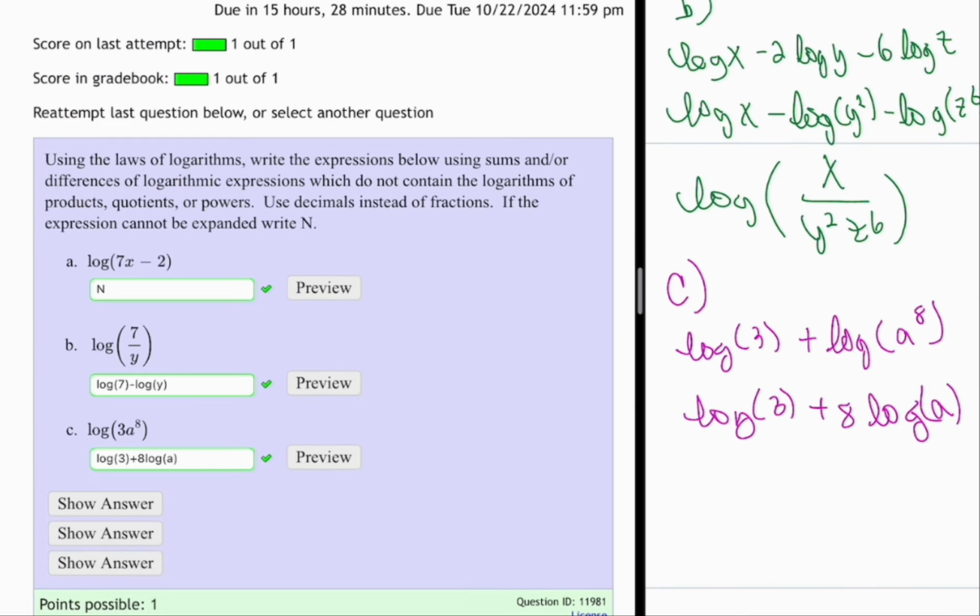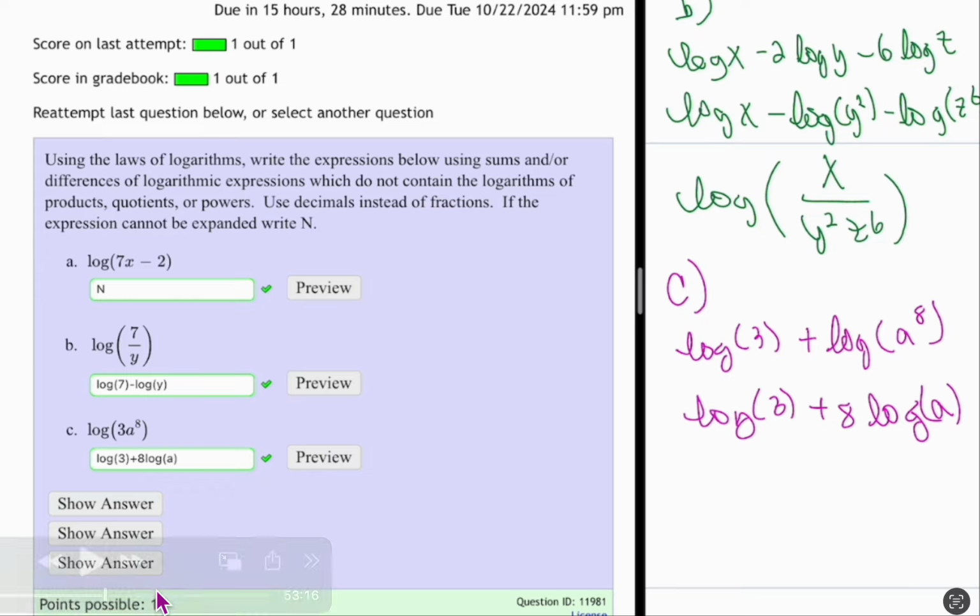Here's 17. Now the first one, in the instructions it says, if the expression cannot be expanded, write n. Now the reason a cannot be expanded for me is because of the fact that it is a subtraction in a logarithm. Remember, we can only expand a multiplication or a division. It's two terms added or subtracted. We can't separate that. But b we can.